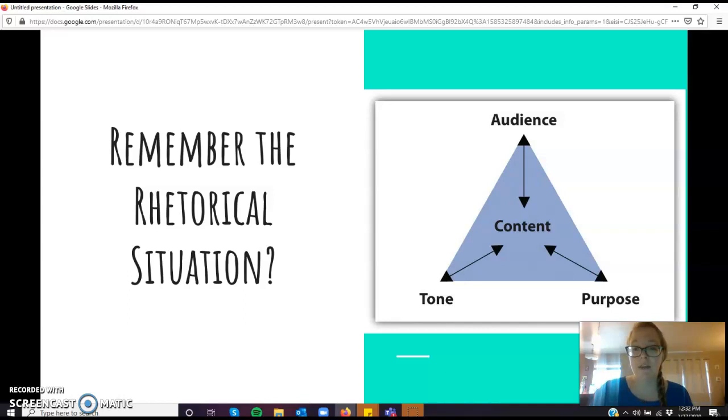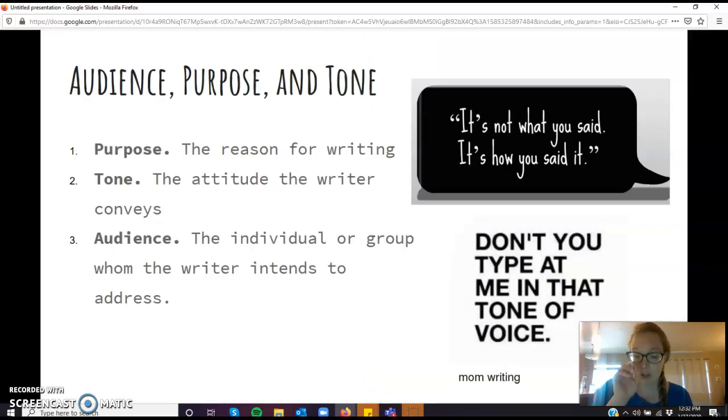Okay, so the basics of this, when you talk about purpose, that's going to be the reason you're writing. When you talk about tone, you're talking about the attitude the writer conveys. Your audience is going to be the individual or the group that you're writing to. Okay, so when you think of your audience, I don't want you to say, ooh, all Americans, or everybody, or young people. For this, you really do need to have a specific person that you're talking to. All right, and I put a couple kind of funny things on the right here. The first one says, "It's not what you said, it's how you said it."